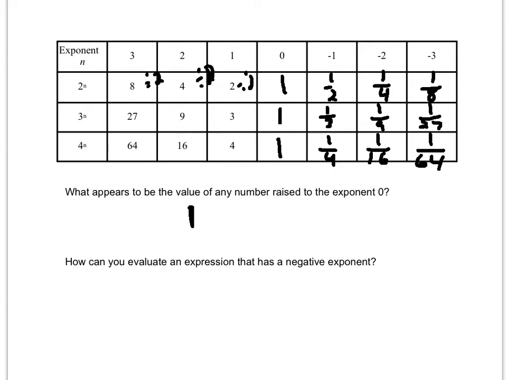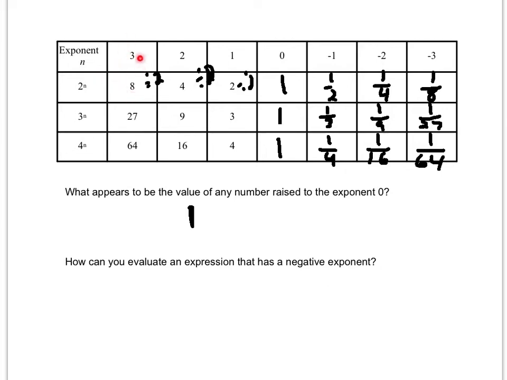Well, let's look at the commonalities here between the positive versions of the exponent and the negatives. Let's look at squareds, for example. Okay, 2 squared is 4, and 2 to the negative second is 1/4. Those numbers are reciprocals of each other. 3 squared is 9, and 3 to the negative 2 is 1/9. Again, reciprocals. 4 squared is 16, 4 to the negative second is 1/16. Again, reciprocals.